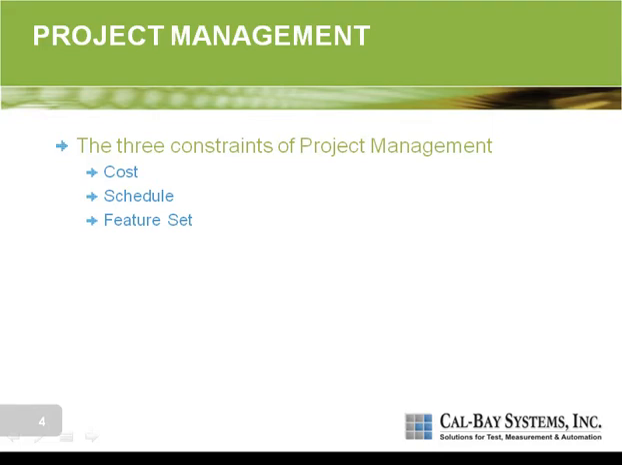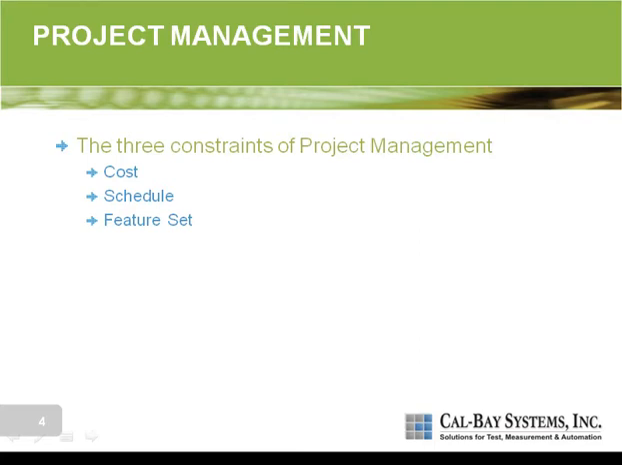And as many of you know, the 3 constraints of project management are cost, schedule, feature set. And a lot of people say pick any 2. The reality is really you need to pick 1. Am I going to manage this project based on cost? Am I going to manage it based on schedule? Or am I going to manage it based on the features? In choosing one constraint, it makes a big impact on the other 2.